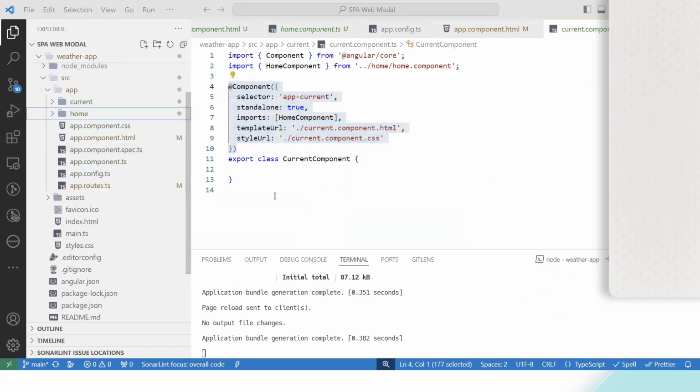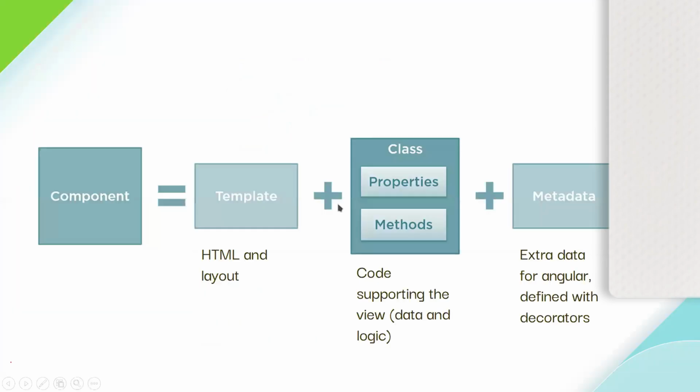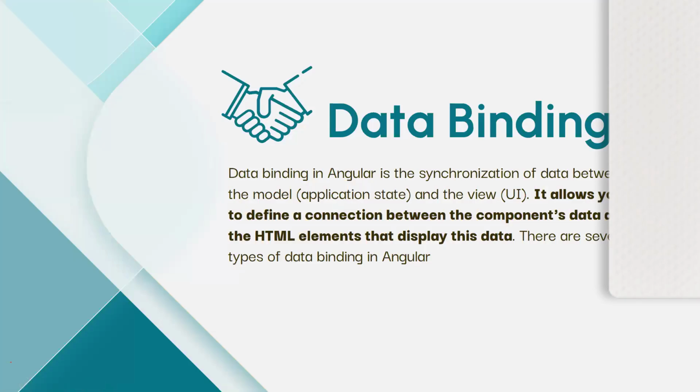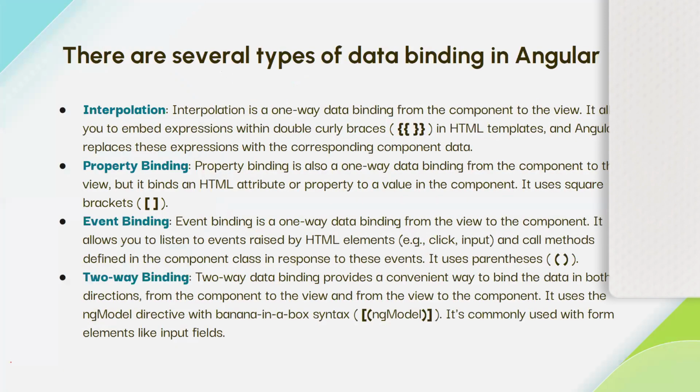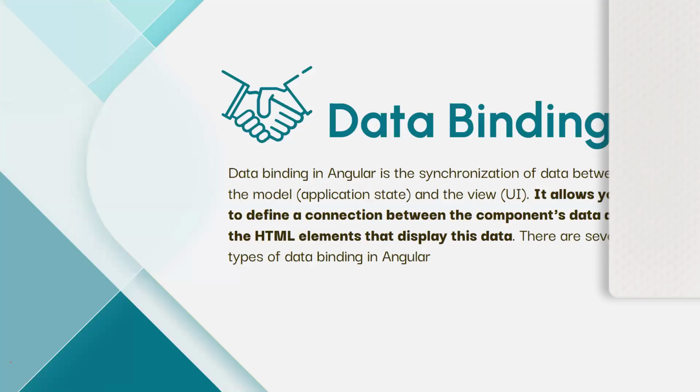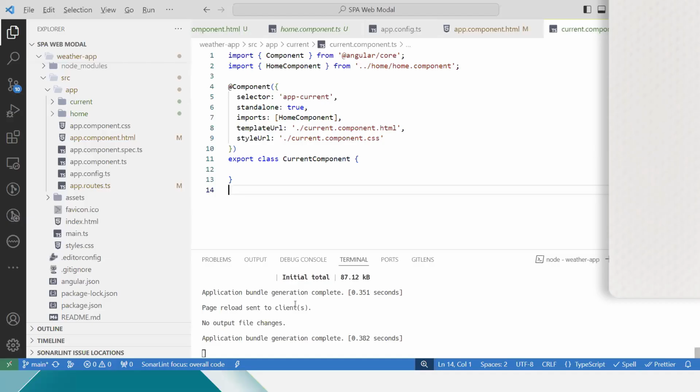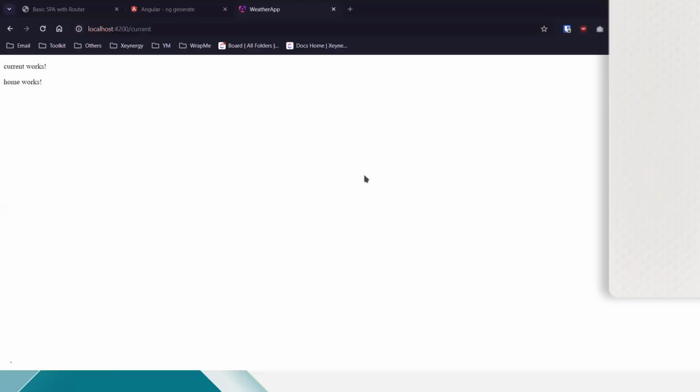So we have now two components. Let's quickly show you the data binding stuff. Let me try to use a freely available API, because we need a server, and I don't have a server.